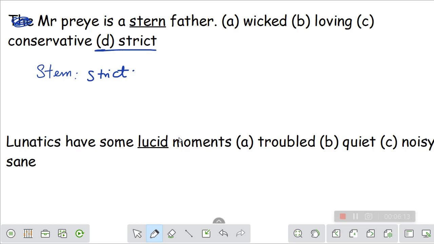So it means he's not wicked, not that. It's not loving, not that. It's not conservative. It's maybe someone who is gentle or something. So the answer is strict.